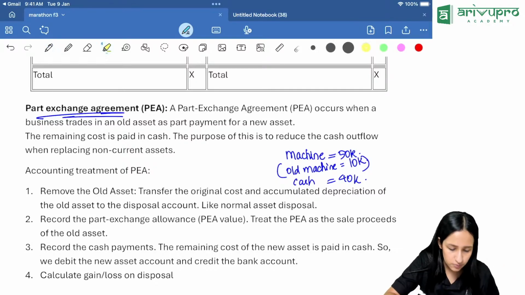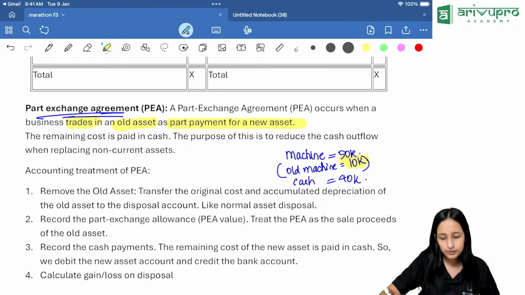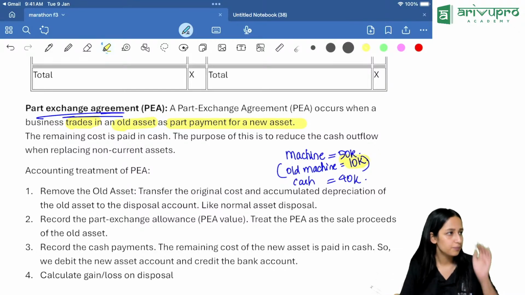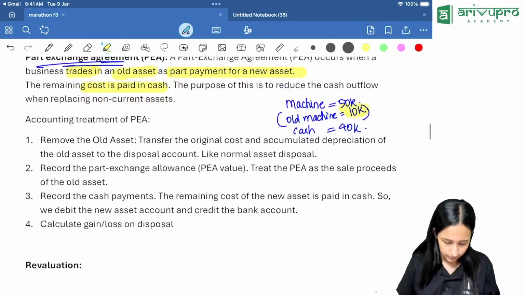It's when a business trades an old asset as a part payment for a new asset. See, this 10,000 is going to be a part payment for us for the new asset, correct? This is how it is. And the remaining cost is paid in cash. Right, so how do we do it?